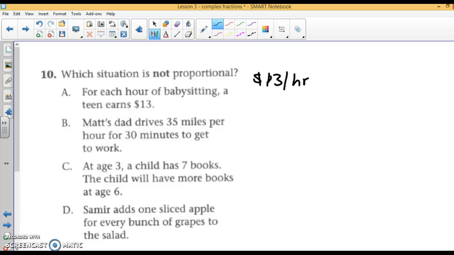Matt's dad drives 35 miles per hour for 30 minutes to get to work. So 35 miles per hour for 30 minutes. Since he's going the same amount for every minute, it is proportional.